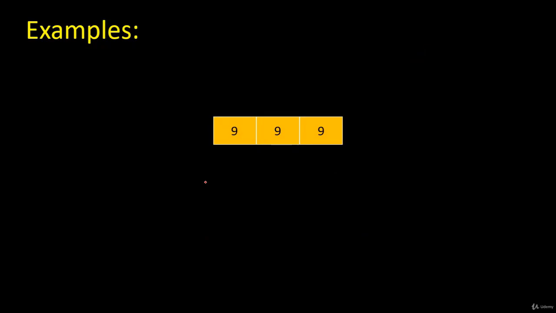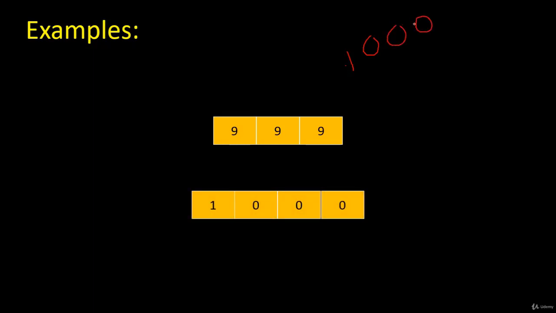If you are given this array as input, here we see that if we add 1 to the integer 999, then it will be 1000. So in this case, we have to return this array, 1000.